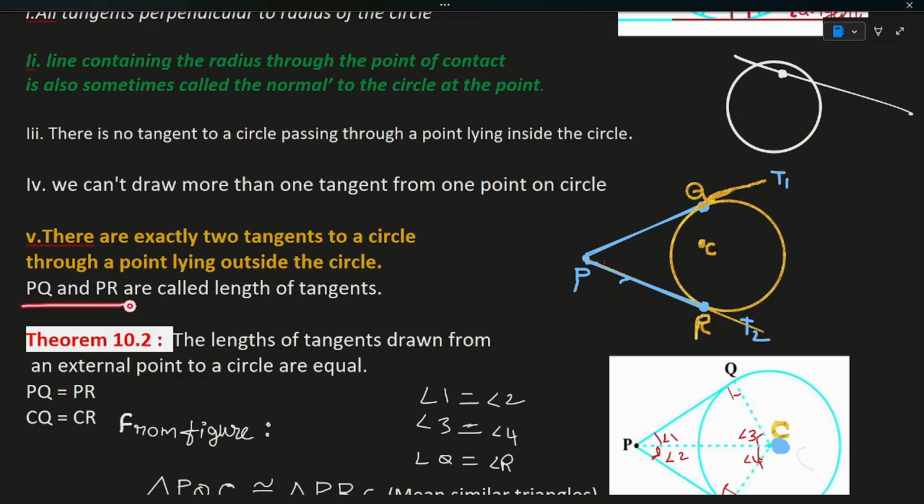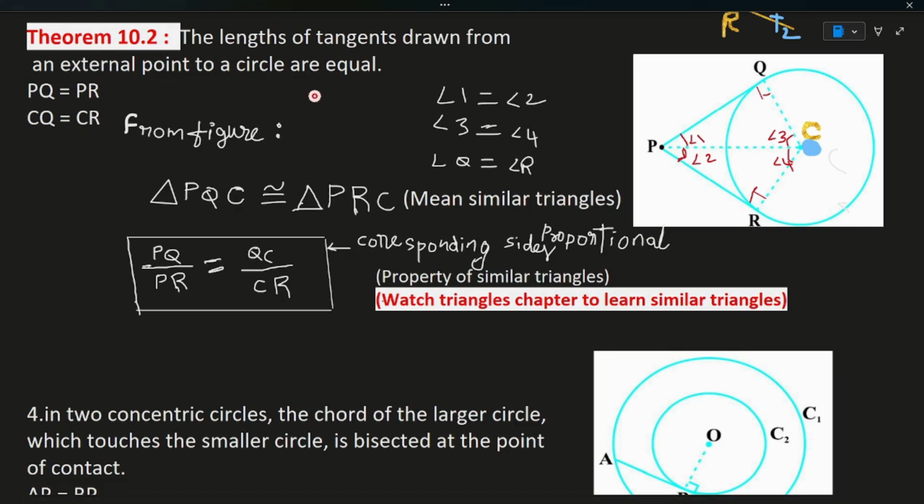And PQ and PR are called the lengths of the tangents. The length PQ is called the length of tangent 1, and the length PR is the length of tangent 2. Theorem 10.2: the lengths of tangents drawn from an external point to a circle are equal. The same thing I explained in the previous figure also. PQ is one tangent drawn from the external point P, and this is another tangent drawn from P. These two tangents are always equal, so PQ equals PR according to theorem number 2.